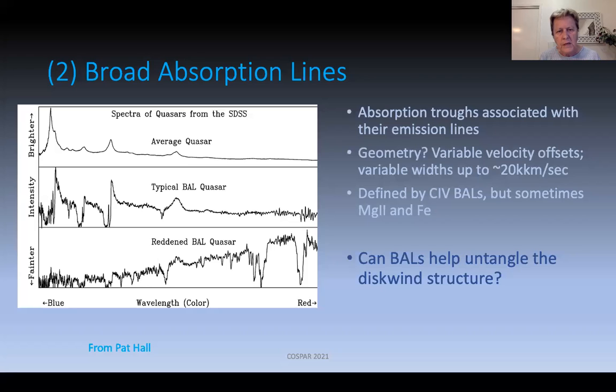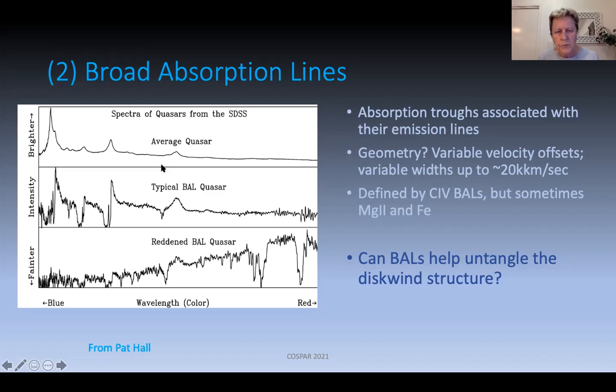I'm going to move now to the second of the techniques, and this is the one that I have been thinking quite a lot about, which is what broad absorption lines can tell us about the geometry of this emission region. So in this diagram here, we see a standard spectrum of a quasar. This is an average quasar spectrum from the Sloan Digital Sky Survey. And you can see the Lyman alpha lines, the carbon-4 lines, the carbon-3 lines, and so on.